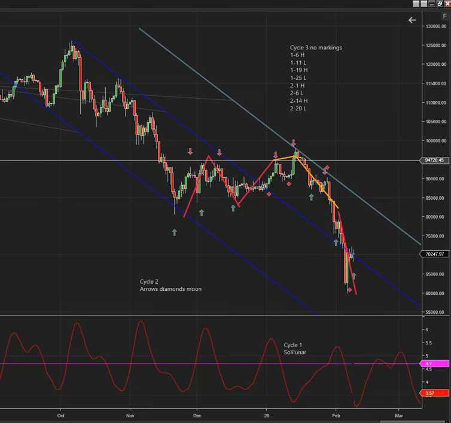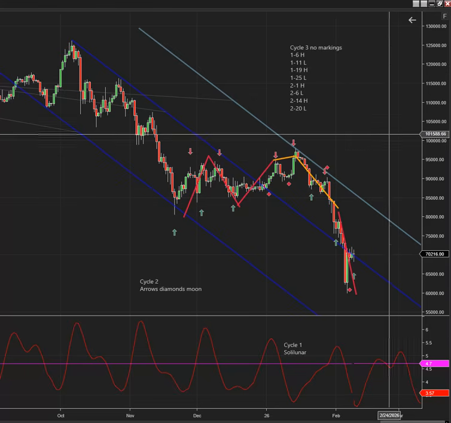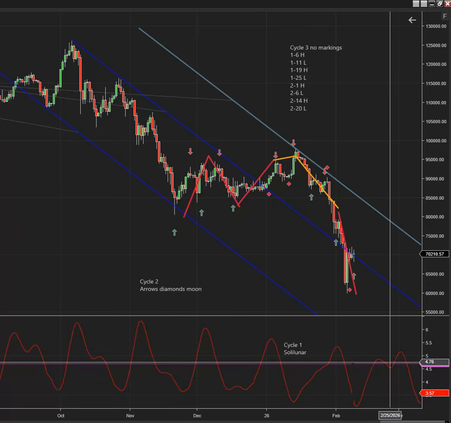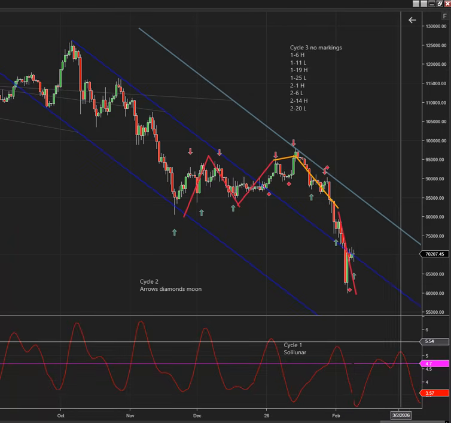So that's what I'm looking at on Bitcoin. That shows you a little bit about what's coming up. So cycle 3, high to the 14th, low to the 20th. Cycle 1, high to the 19th, down to the 25th, up to the 1st.